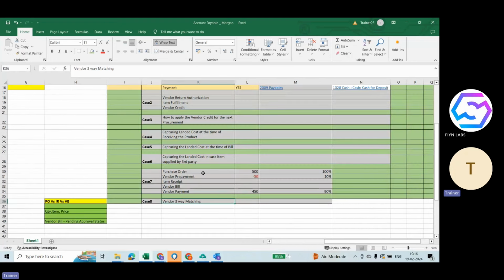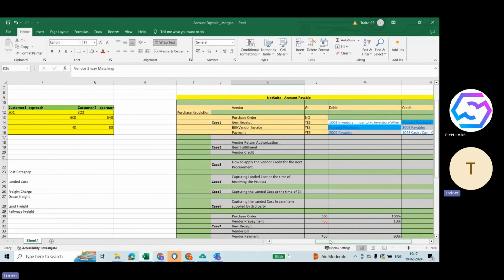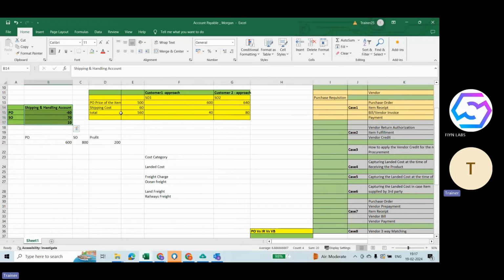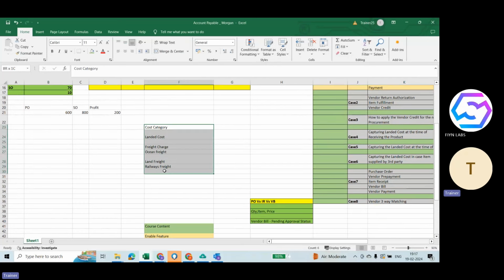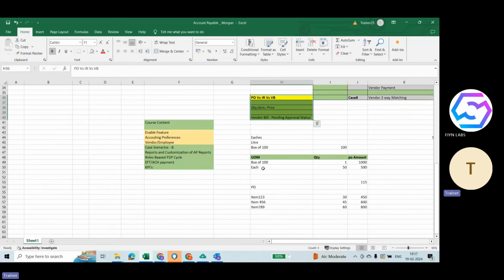We will be covering it this way, and whenever we go step by step, there will be a lot of scenarios. We will be talking about how customer one approaches, how customer two approaches, and how the profit is being calculated. We will talk about this in great detail in the next session, when I will be talking about the whole procure to pay cycle.